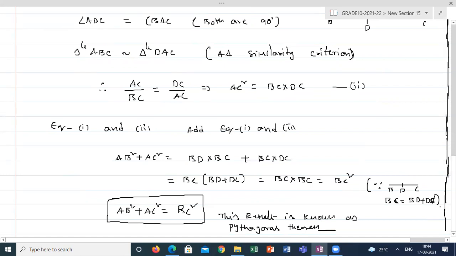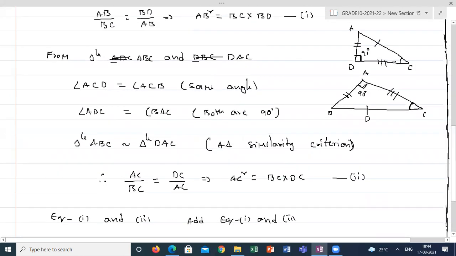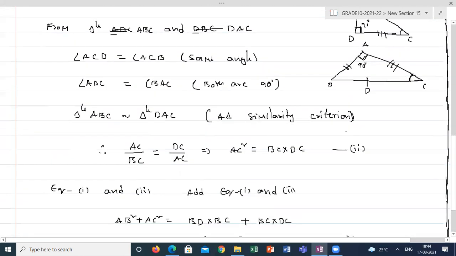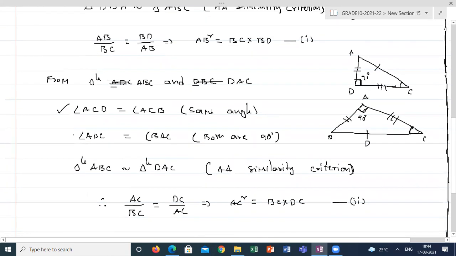Students, any doubts on how to prove the Pythagoras theorem? Anywhere, any step? Please let me know, guys. Sir, can you say how AC by BC is equal to DC by AC, sir? Which one? Sir, AC, sir, equation 2, sir. This one? Yes, sir. That one. You understand this step? Yes, sir, I understood that one.